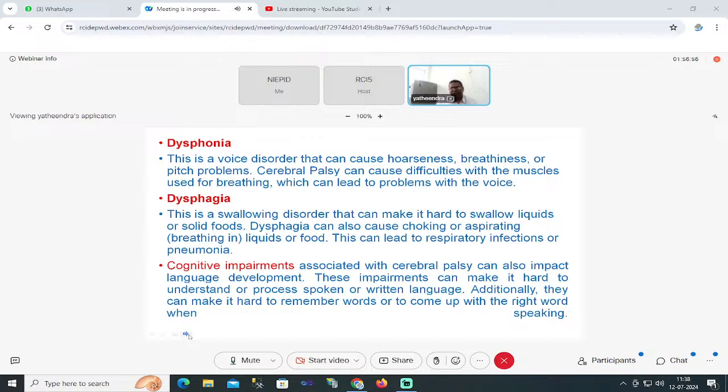Dysphonia is also one thing that is there with children with cerebral palsy. Dysphagia also may be there, and cognitive impairments also can be observed in some children with cerebral palsy. Dysphonia, this is a voice disorder that can cause hoarseness, breathiness, and pitch problems.